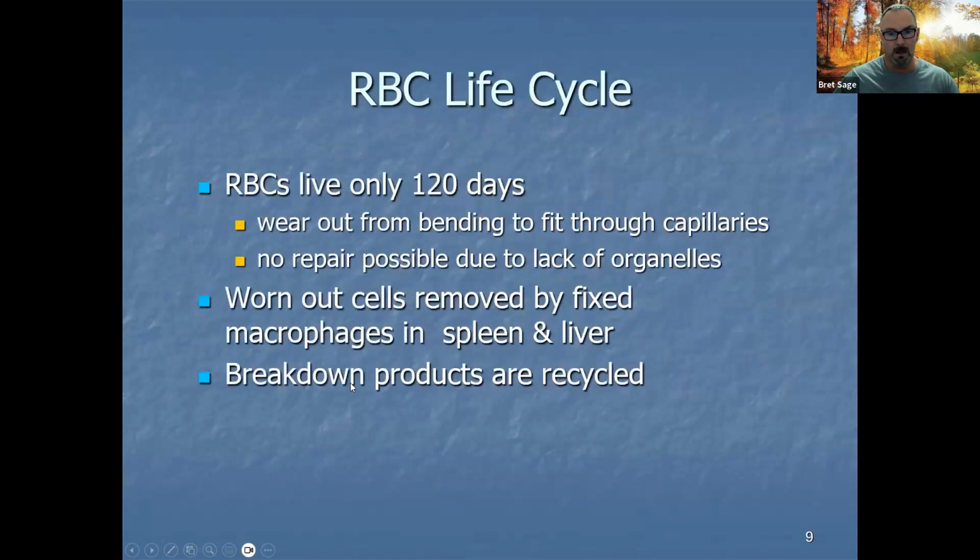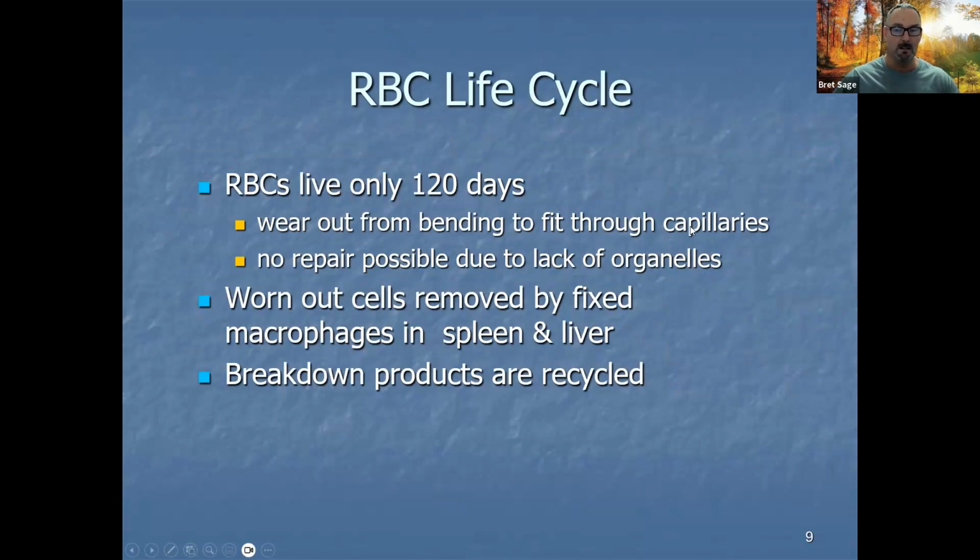The life cycle of a red blood cell. Red blood cells live only about 120 days. Now, in the test, I might say 4 months. So don't freak out, because 4 months and 120 days, same thing if you do the math. They wear out from bending to fit through capillaries. Also, the inside of some capillaries are rough, causing damage.